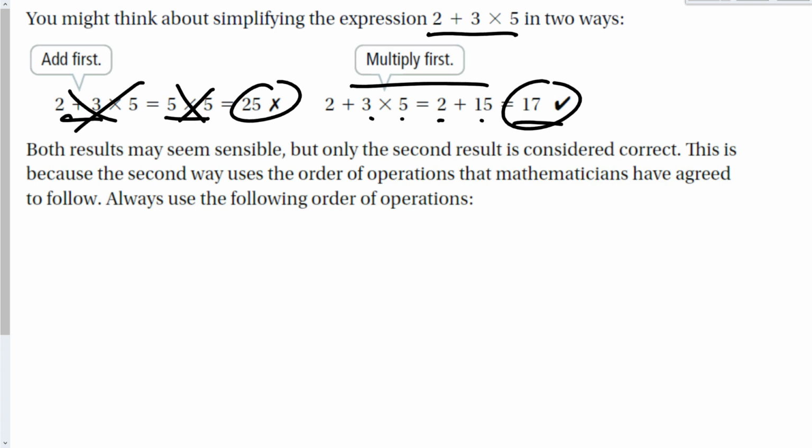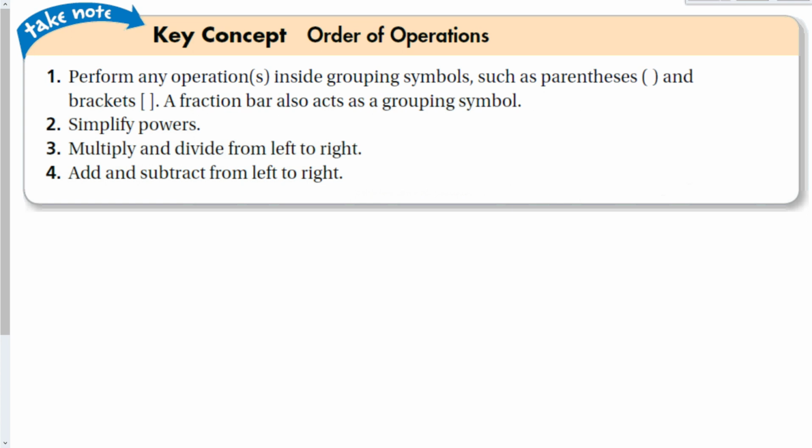We're always going to use the following order of operations. Okay? 1. Perform any operations inside grouping symbols such as parentheses and brackets. A fraction bar can also act as a grouping symbol. That is very important. 2. Simplify powers. 3. Multiply and divide from left to right. 4. Add and subtract from left to right.